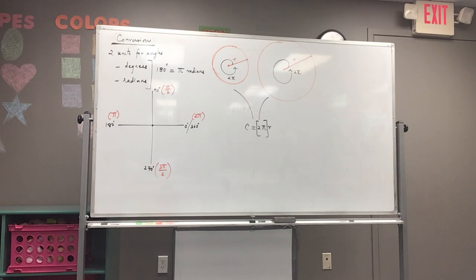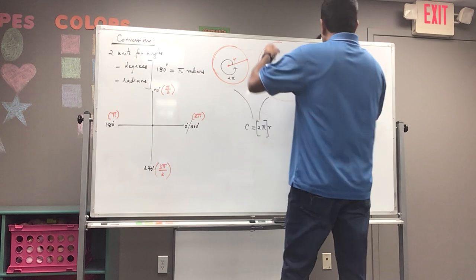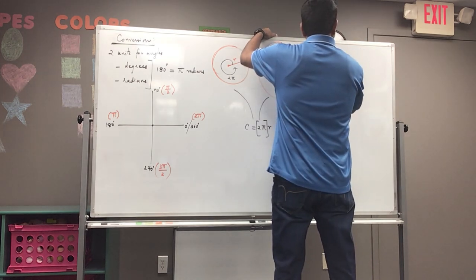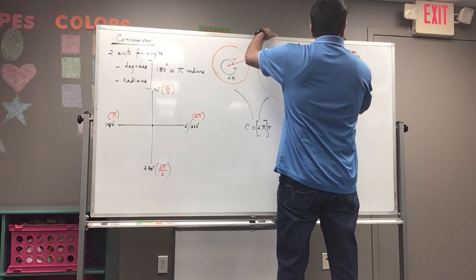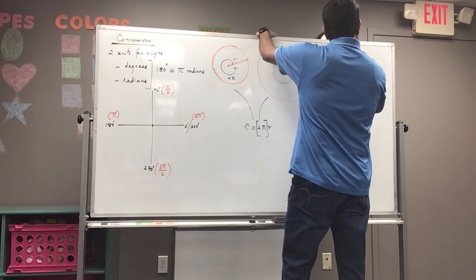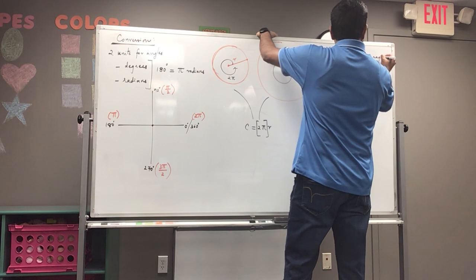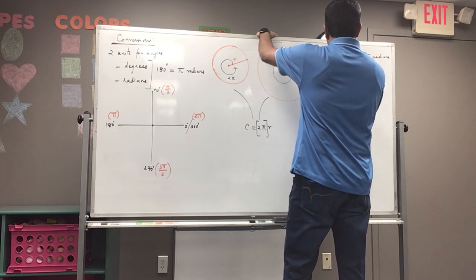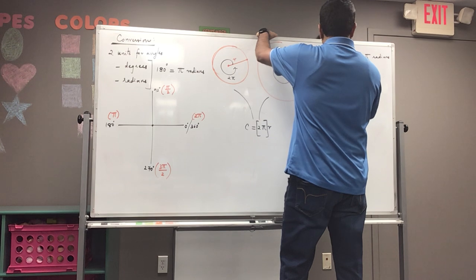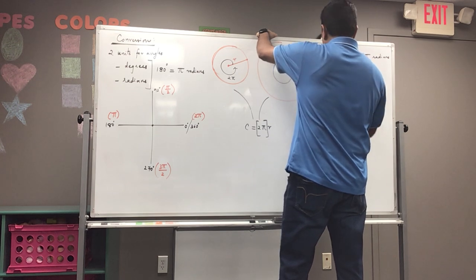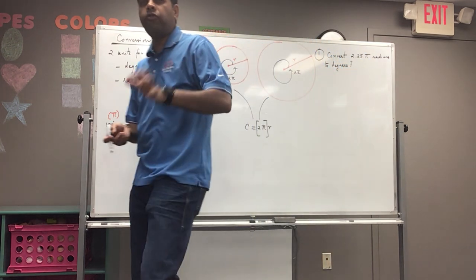All right, let's get started. First question. Convert 2.25 pi radians to degrees. Expect this question around 40.